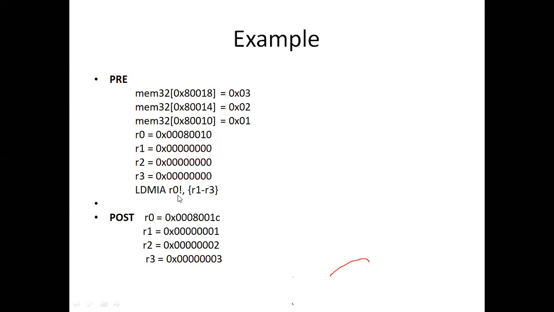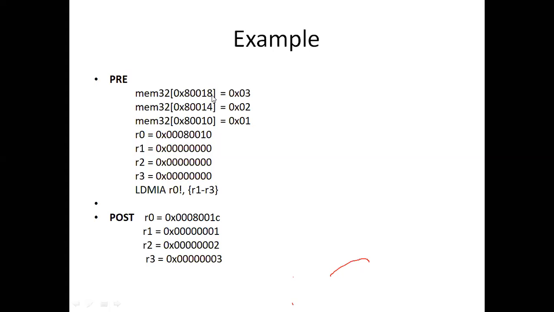Now R0 is having 4, right? So what is at 80014? It is 2. That will go to the second register. What is that? It is R2. R2 is having 2 now. And similarly, simultaneously, the value of R0 is incremented by 4 more. It contains 18, right? It was initially 14. 14 plus 4, it becomes 18. And what is the value at 18? It is R3.